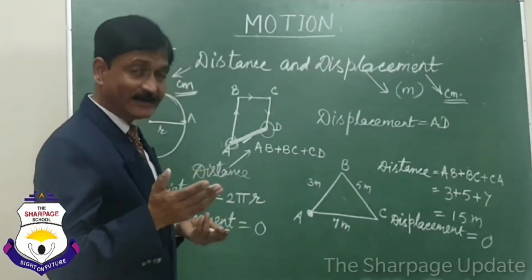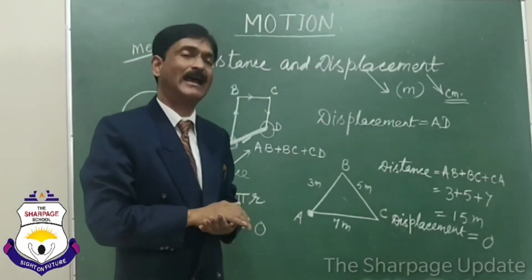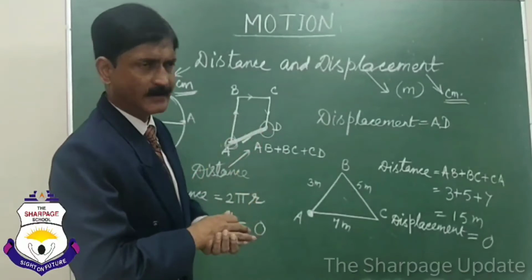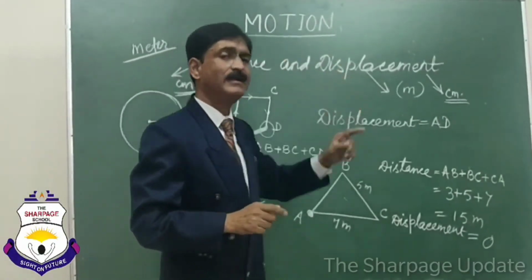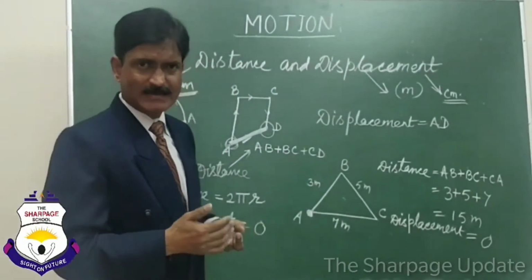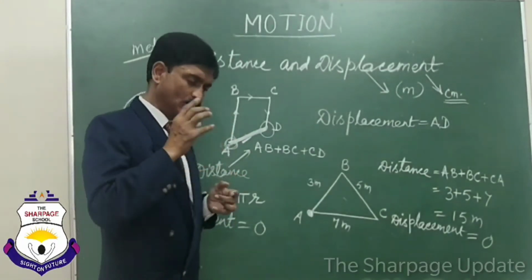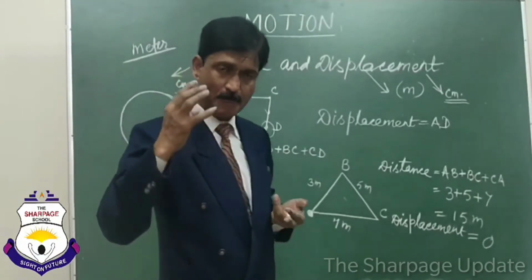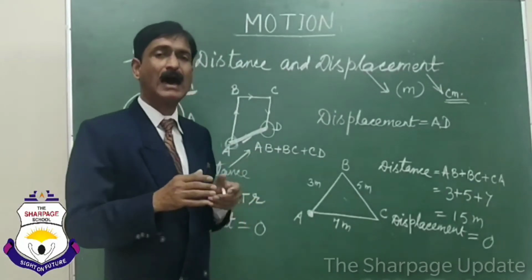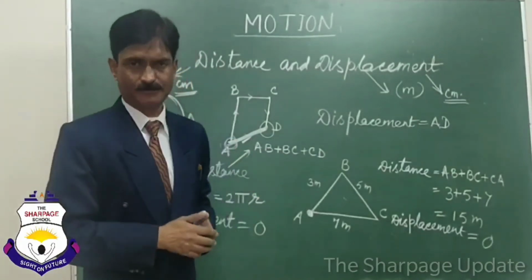But there is a very big difference between distance and displacement in the sense of direction. Distance is a scalar quantity and displacement is a vector quantity. Now, what are scalar quantities and what are vector quantities? Scalar quantities means those quantities which have magnitude only but no direction. And vector quantities are those quantities which have magnitude as well as direction.